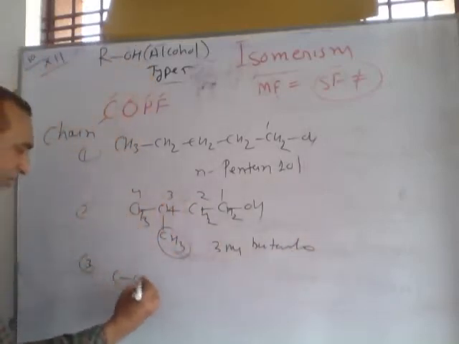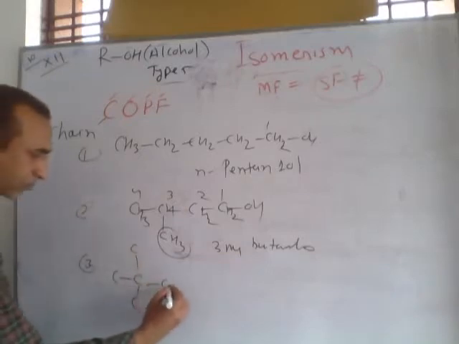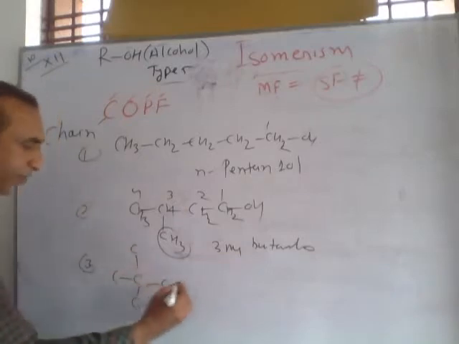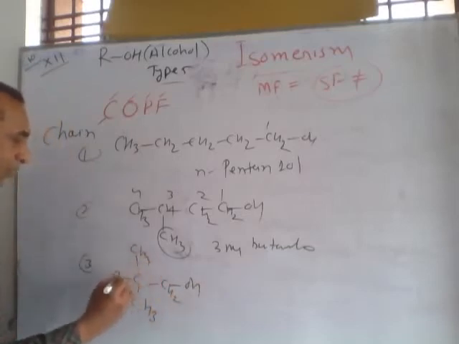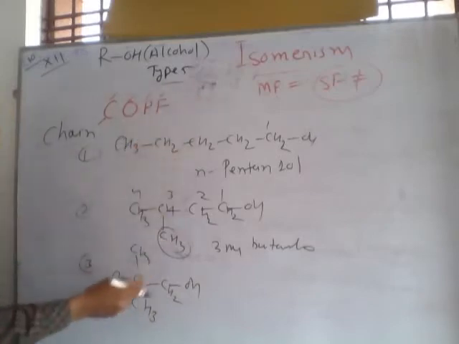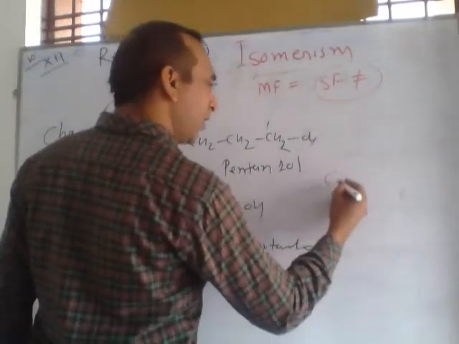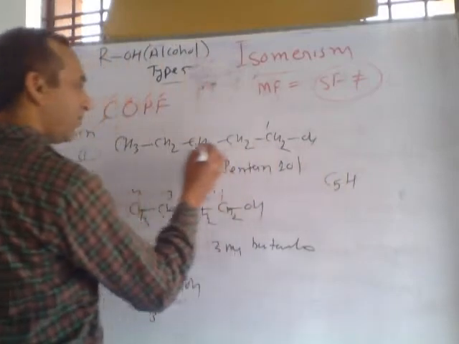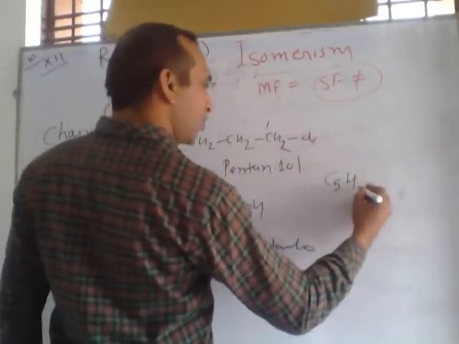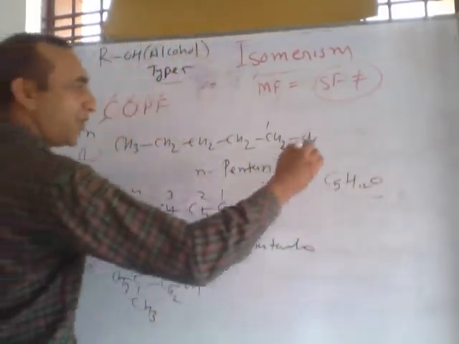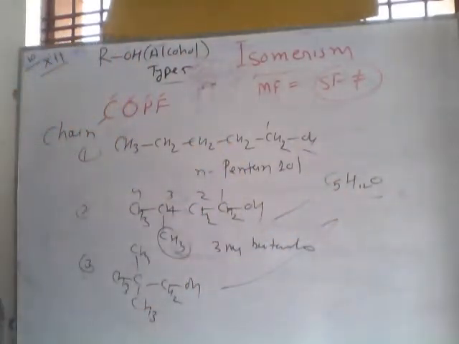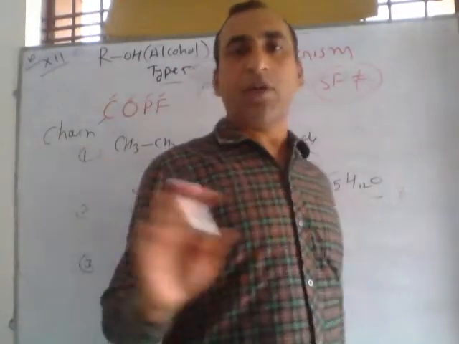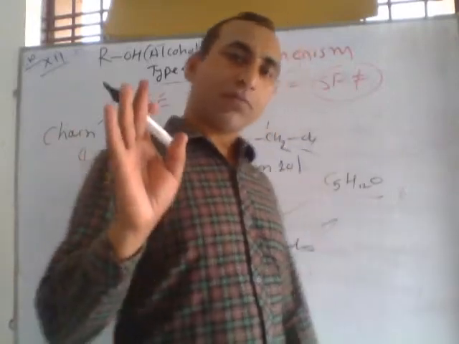If I want to write this type of system, then the total number of carbon is 5. Fill hydrogen atoms, CH3, CH2, CH3, CH3. All these compounds have the same molecular formula: C5, total number of hydrogen 12, and 1 oxygen. So the molecular formula of these compounds is the same, but their structures are different. These structures are based on a different arrangement of carbon atoms. So this is called chain isomerism, also called skeletal isomerism.